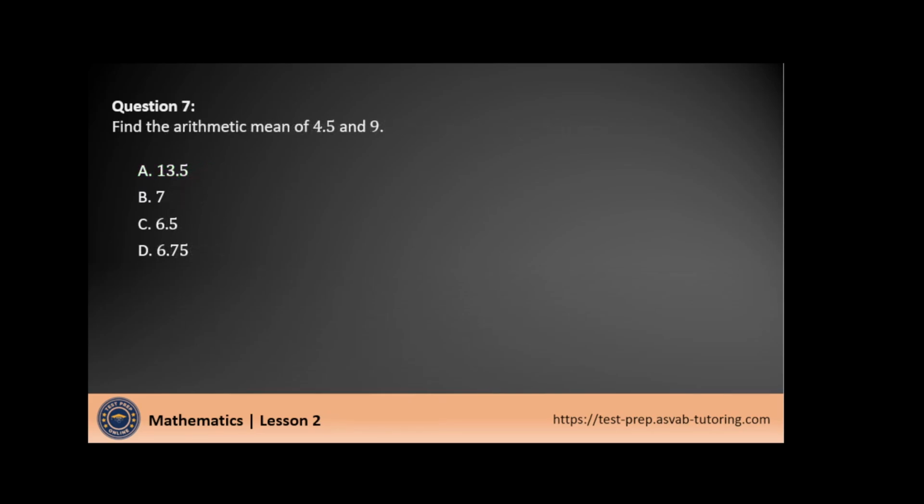Question 7, find the arithmetic mean of 4.5 and 9. To do that, we're going to add 4.5 and 9. 4 plus 9 is 13. Add the 0.5, and then we're going to divide 13.5 by 2.